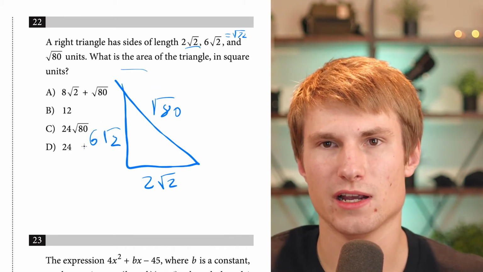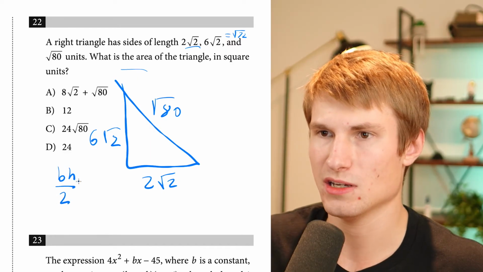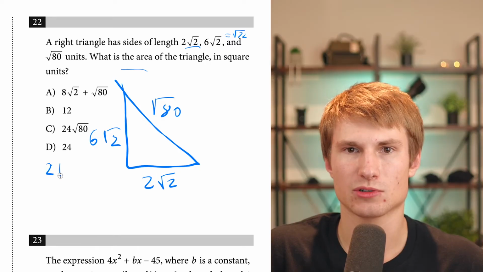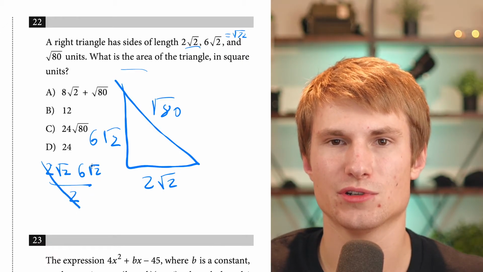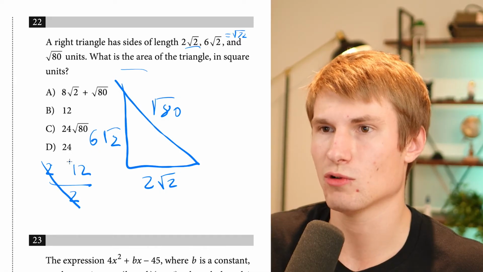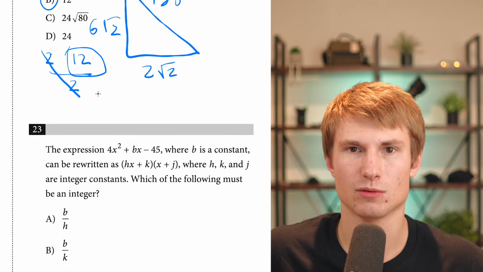From here, I'm asked for the area. We know that the area of a triangle is going to be 1/2 the base times the height. So in other words, b times h over 2. We'll go ahead and plug in our base, which will be 2 root 2, times 6 root 2, which is the height. And we have to divide all that by 2. We see our 2's are going to cancel here. Root 2 times root 2 is going to give you 2. So you have 6 times 2. 6 times 2 is 12. So 12 would have to be our answer there. That's going to be answer choice B. From there, we can go and move on to question number 23.